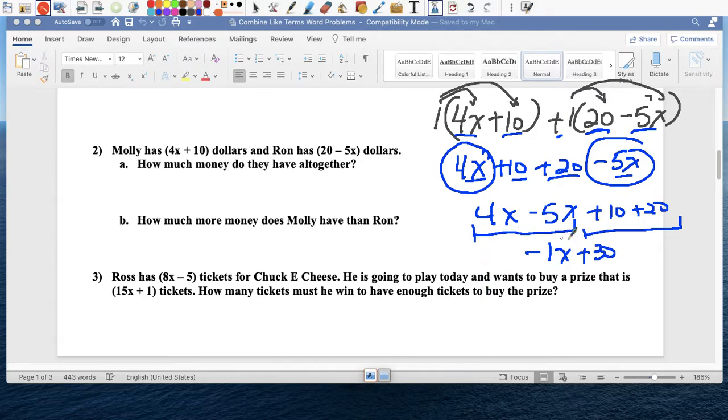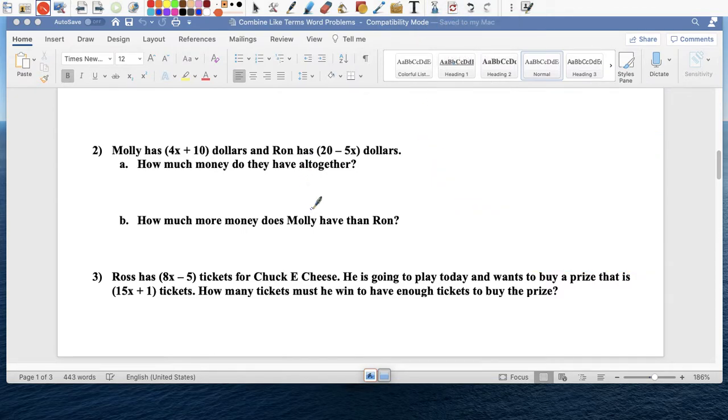So how much money do they have together? This much. Okay. So how much more does Molly have? So they're telling us that Molly has more money. How much more money? Well, it is whatever she has, that's what Molly has, minus whatever Ron has. So let's remove the parentheses. So this one, right?